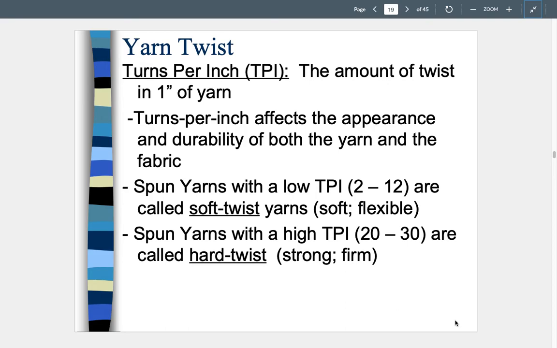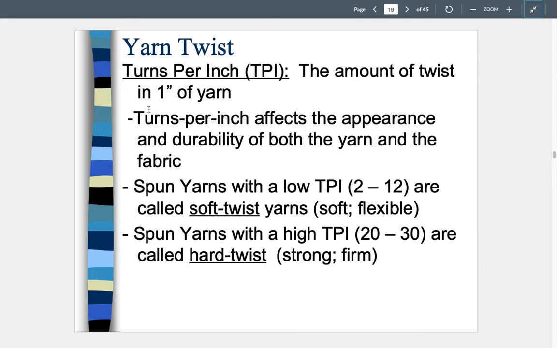You're going to have a question on the TPI, which is turns per inch. So you're going to have to use your magnifying glass this week when you do your homework assignment. The reason you're going to need it is that you're going to remove either one of those weft yarns from the side of the fabric or a filling yarn from the top of the fabric, and you're going to put it underneath the magnifying glass and count how many turns per inch. Our magnifying glass is a nice 1-inch square. So that's the amount of twists in 1 inch of yarn.